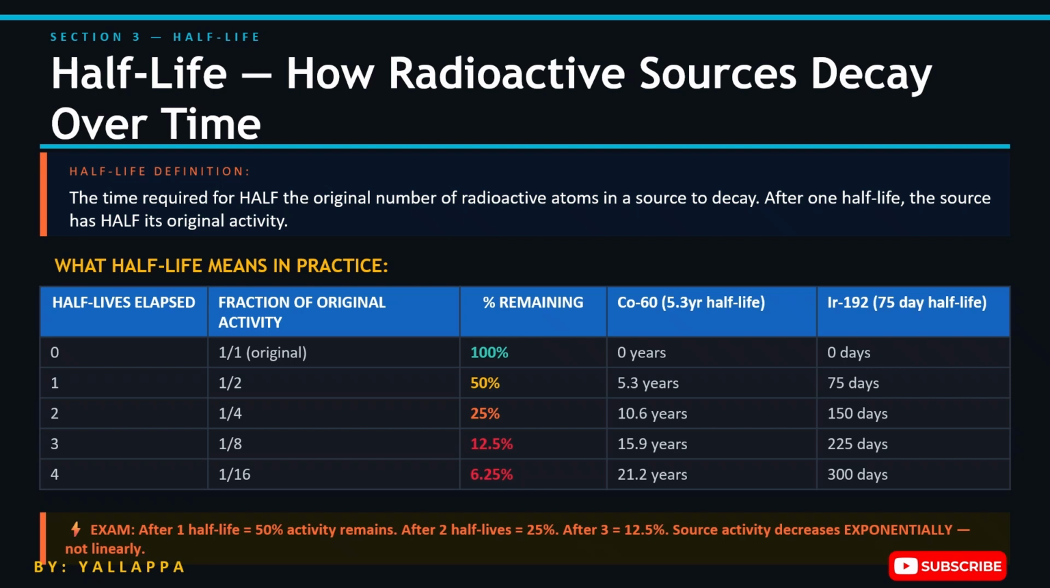This has practical consequences. A shorter half-life source changes activity more rapidly and therefore requires more frequent consideration of source strength. A Level 3 professional should understand half-life not just as an examination number, but as something that directly affects exposure calculations, source management, and radiographic technique.